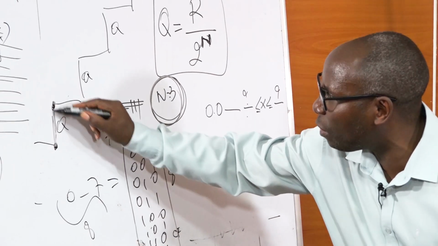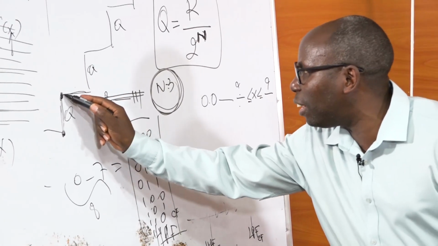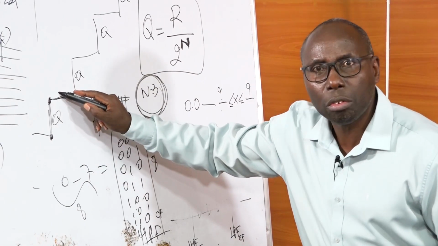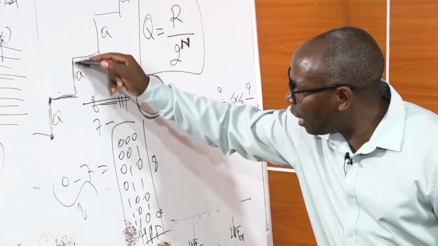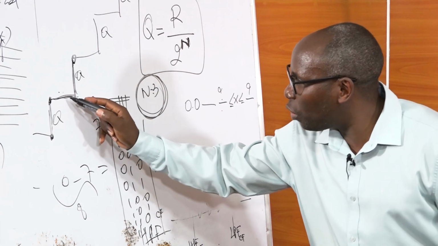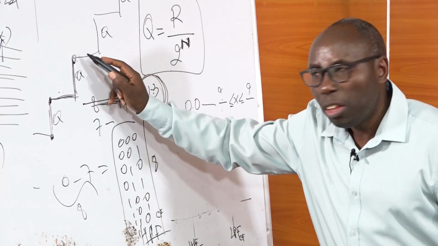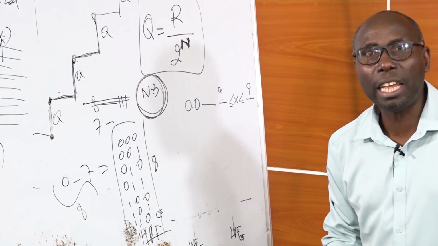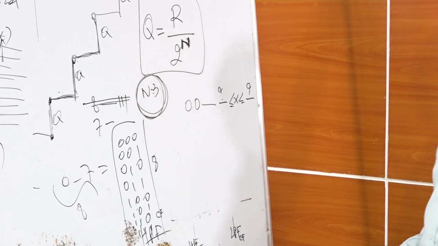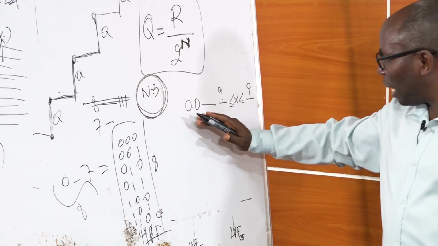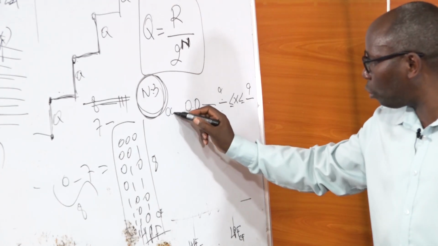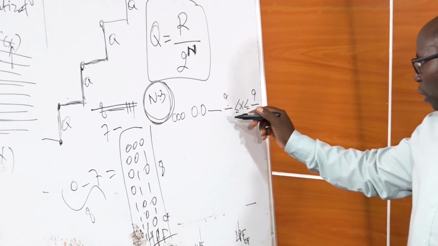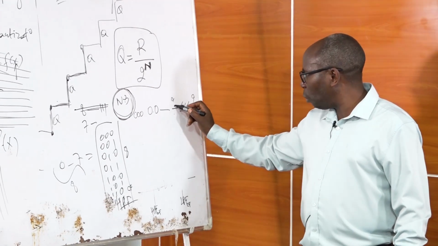The second value is the previous value plus Q. The third value will be the second value plus Q, then the fourth value will be the third value plus Q, like stairs in our buildings. Then you will have a digital value. Let's say this corresponds to 000 because we are using N equal to 3, and then the first value will be the value we consider here.